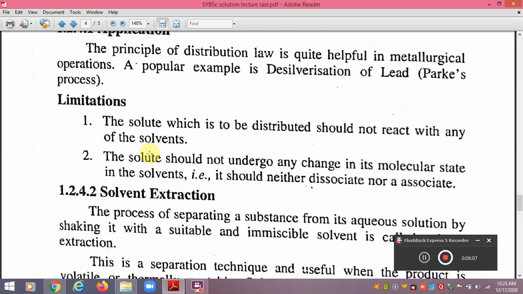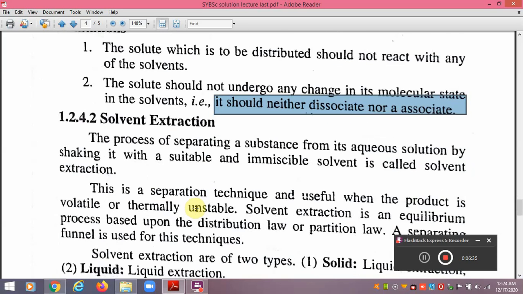But the limitation of this Nernst distribution law is that the solute which is to be distributed should not interact or react with any of the solvents. It's very important. And the solute should not undergo any change in its molecular state in the solvent. It means that it should undergo neither dissociation nor association.